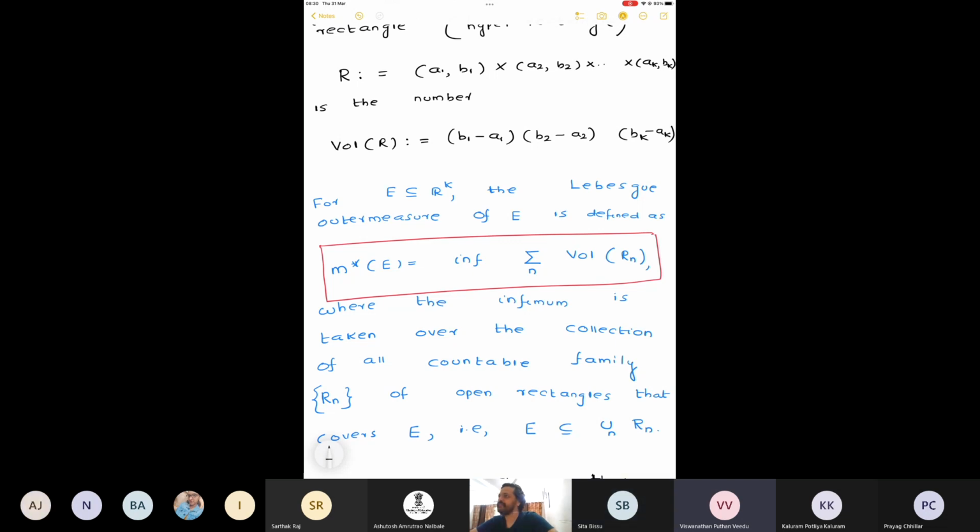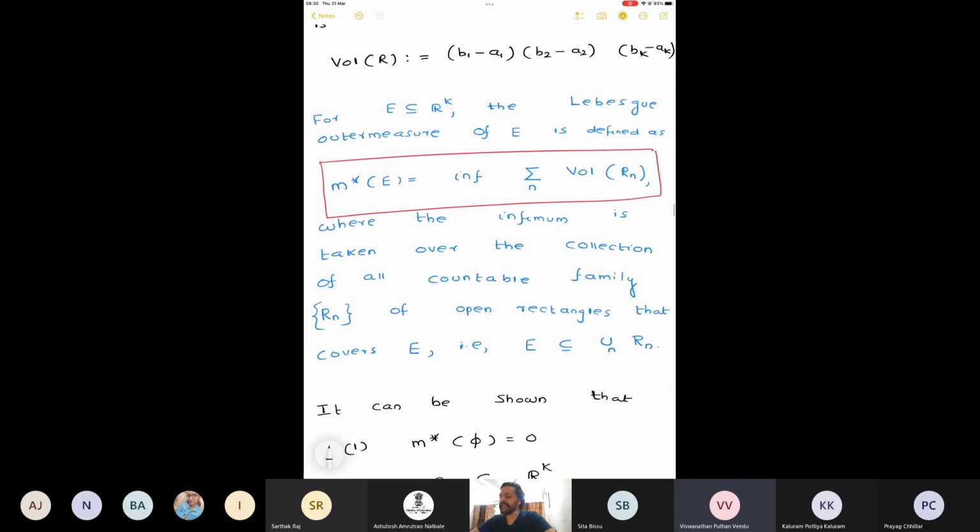Yes, sir. Do the same thing. Instead of length and intervals, now you have hyperrectangles and volumes. Given a set E, you cover that E with hyperrectangles Rn, so that the union of Rn covers E. E is contained in the union of Rn. Now you consider the volume of each of these Rn and sum it. Instead of the summation of length of In, you have the summation of volume of Rn. Now you make this cover better and better by taking the infimum. This quantity is called outer measure. So now you have outer measure for a subset of Rk.